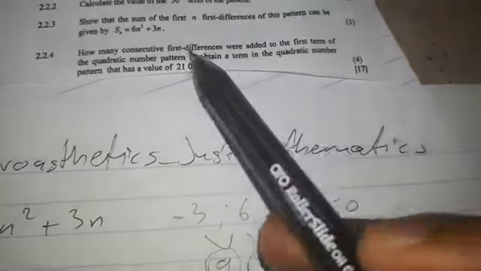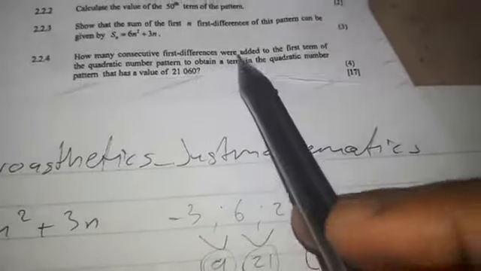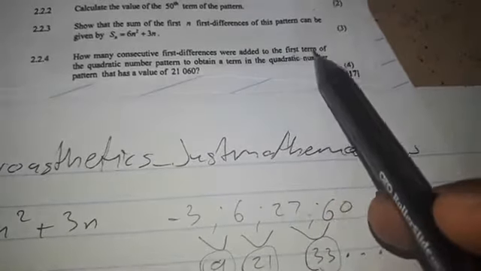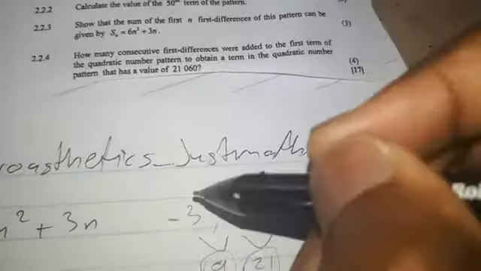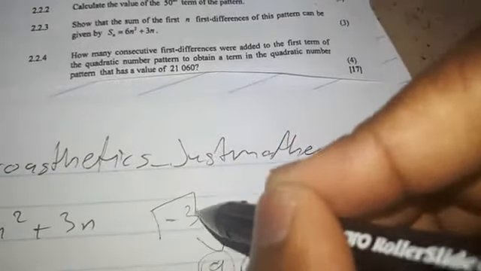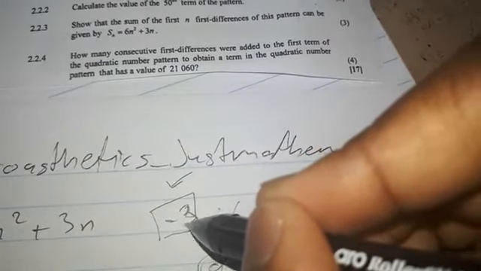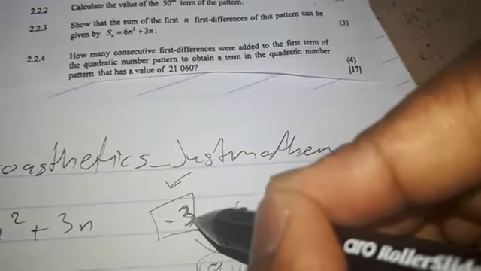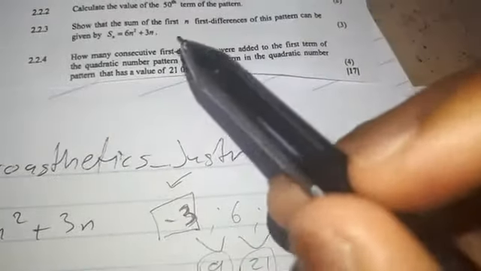How many consecutive first differences? How many of these numbers were added to the first term of the quadratic number pattern? The first term of the quadratic number pattern is this number here, it is -3. So they're saying how many... I'm reading it over and over again.